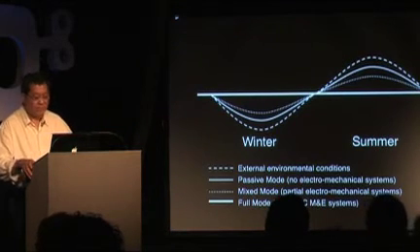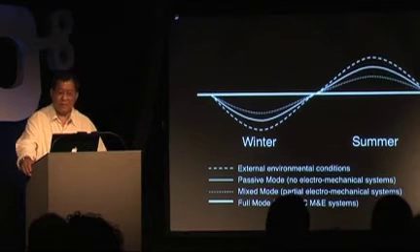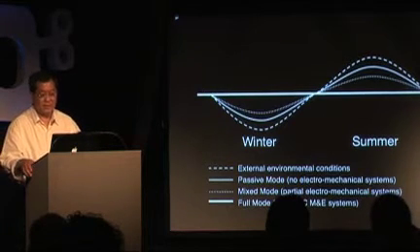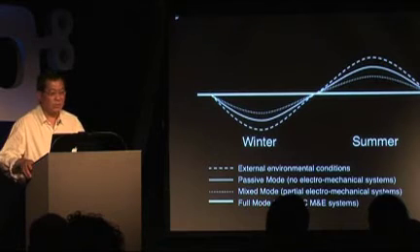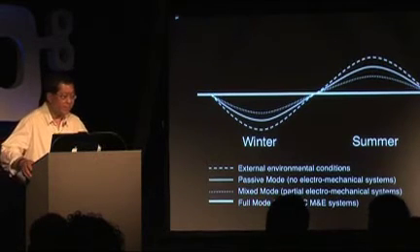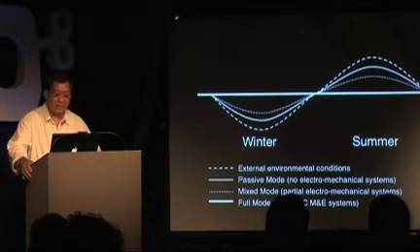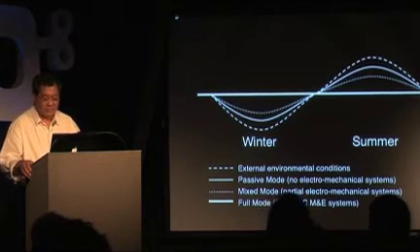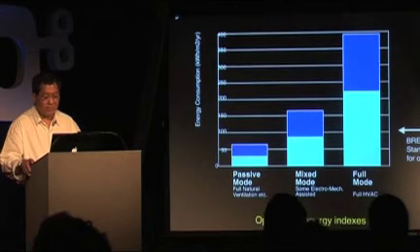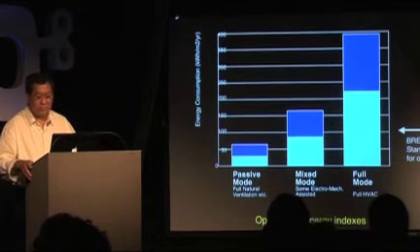Now, what this diagram informs us is that passive mode and mixed mode can improve your comfort conditions, but it can never ever compete with full mode. And so what this diagram tells us is that if we insist on comfort conditions consistent throughout the whole year, we are in a high energy situation. So quantitatively, this is what it means.